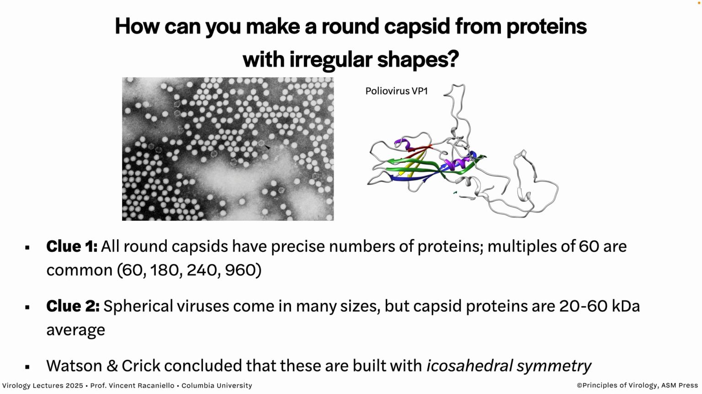First, all round capsids have precise multiples of proteins. Multiples of 60 are common, like 60, 180, 240, 960. Actually, it's not true anymore, but back then it was true. And number 2, spherical viruses come in many sizes, but the capsid proteins are always about the same size, 20 to 60 kilodaltons. So in other words, as the capsids get bigger, the capsid proteins remain the same. So what's going on there? Well, they concluded that these particles are made with icosahedral symmetry. So what is that?